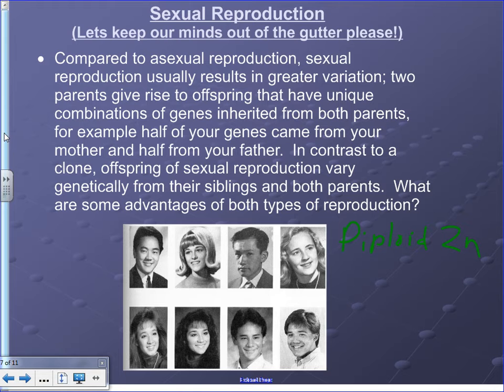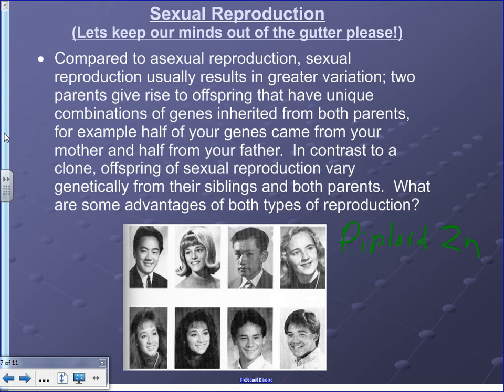In the human genome, there are 23 chromosomes. In every one of your cells, there are 46, because you have two copies of each one. One you got from mom and one you got from dad. Now, that can produce huge amounts of variation.